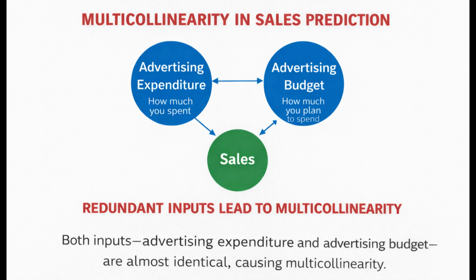Let us use a really simple example to make this crystal clear. Say you are trying to predict sales. So you feed your model two inputs: advertising expenditure, that is how much you spent, and advertising budget, that is how much you plan to spend. Now, those two things are going to be almost identical, right? If the budget goes up, spending goes up. Putting both of them in the model is just redundant. And here you have got multicollinearity.